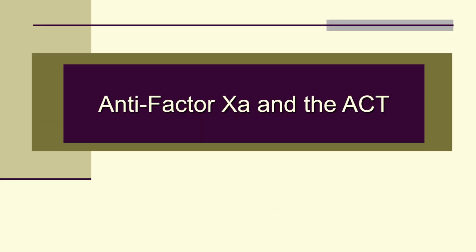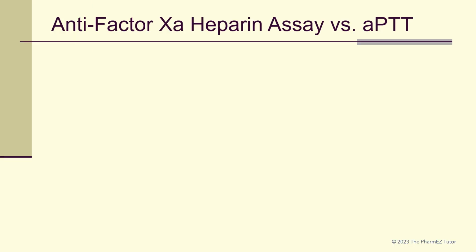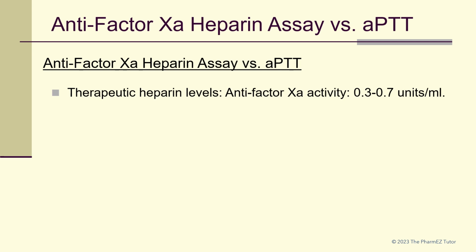There are two other laboratory values that are used to monitor heparin's effect. One is called anti-factor Xa, and the other one is called the ACT. How does the anti-factor Xa heparin assay compare with the aPTT? Therapeutic heparin levels correspond to an anti-factor Xa activity of 0.3 to 0.7 units per mL.